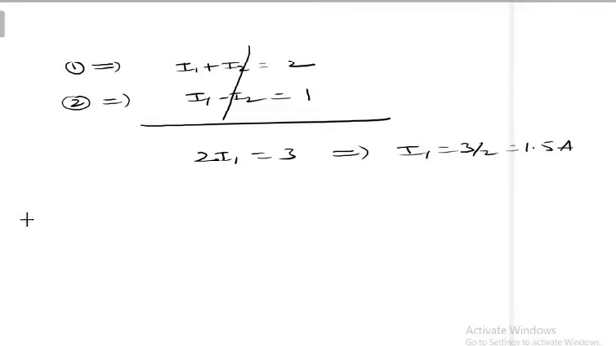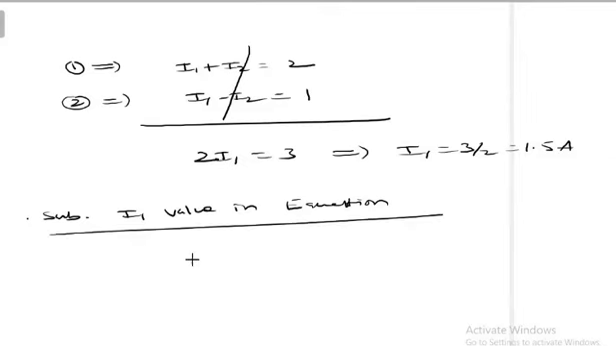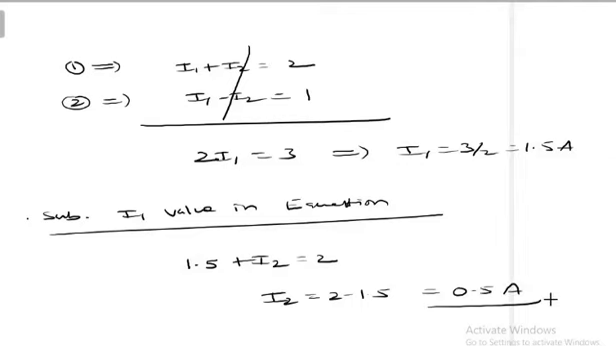Now, substitute the I1 value in equation 1. What do we get? I1 is 1.5 plus I2 equal to 2. Therefore, your I2 is going to be 2 minus 1.5. It is 0.5 ampere. So this is how we are supposed to solve supermesh problems.